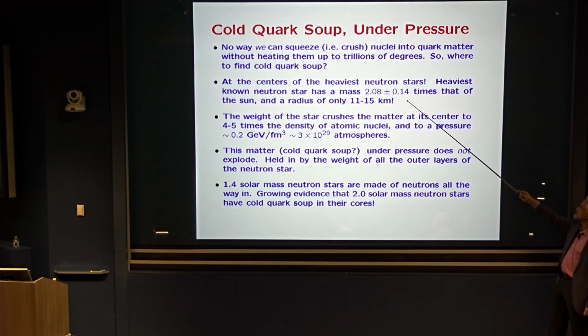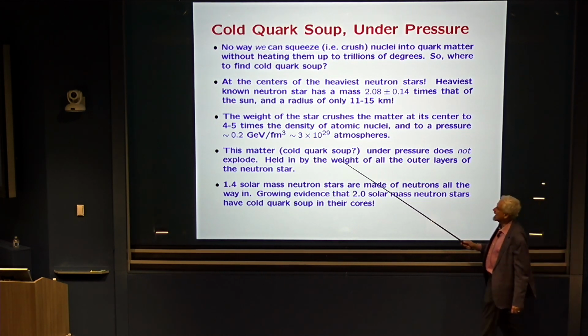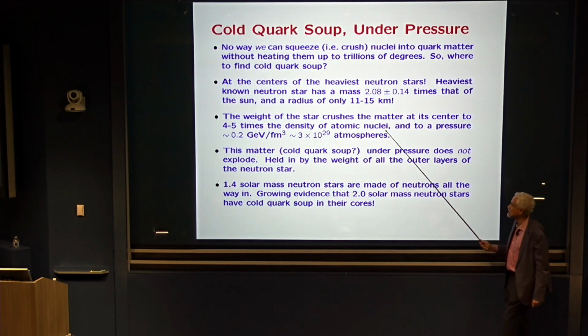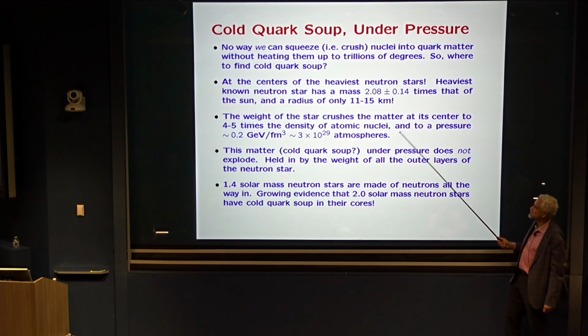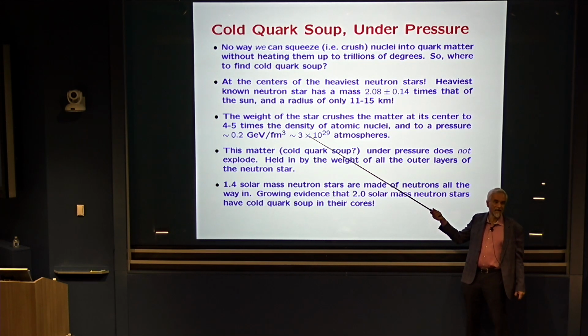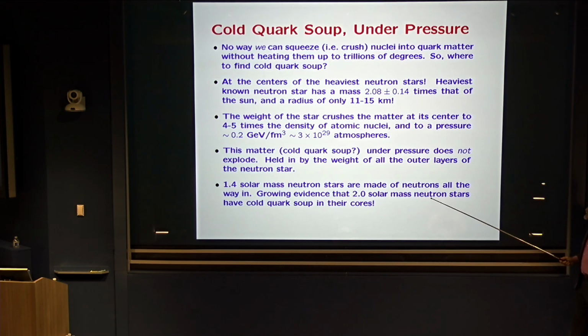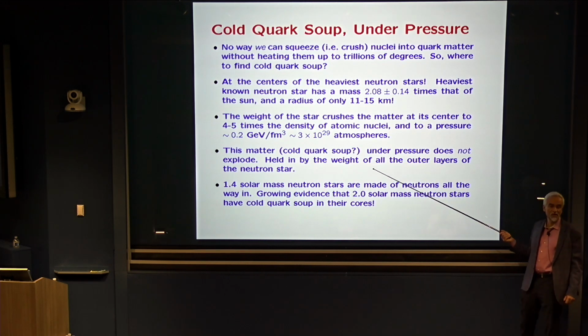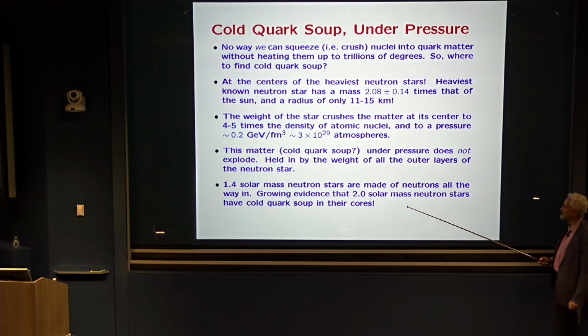The heaviest known neutron stars are about twice the mass of the sun. They have a radius about that of Manhattan. And the weight of the star crushes the matter at its center to about 4 to 5 times the density of an atomic nucleus. And to a pressure, it's not quite as high a pressure as the pressures of the hot quark soup, but it's a respectable 10 to the 29 atmospheres. So this cold quark soup, possibly at the center of a neutron star, doesn't explode. The reason it doesn't explode is it's held in by the weight of the star on top of it.